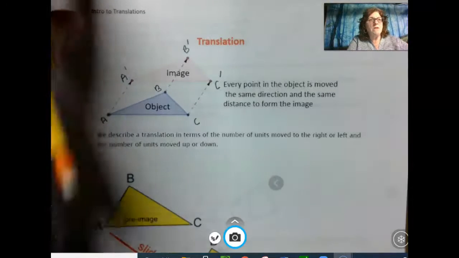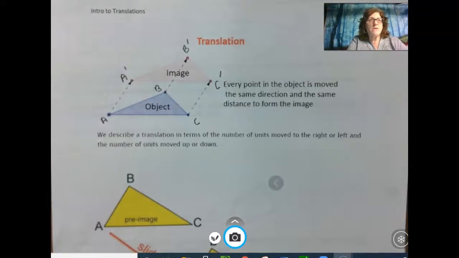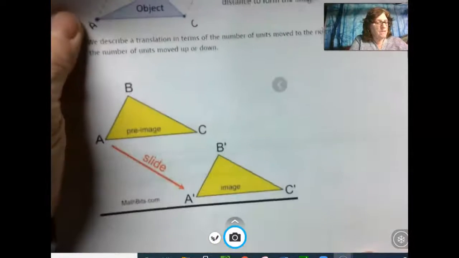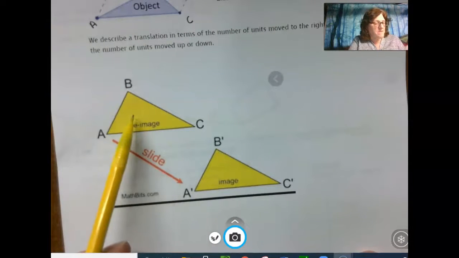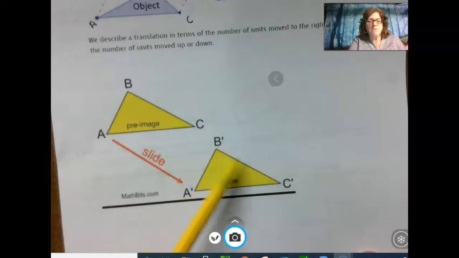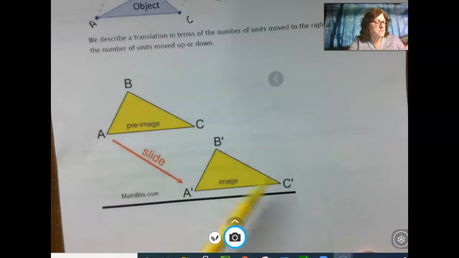Okay, we denote the slide using two different formats. We can use a vector notation, and then we can also use a coordinate notation, which I will show you. We note whether it's moving to the left or right, or up and down. Here is another example of a translation. The pre-image maps to the image, and again, notice your notation with A'B'C' notation.